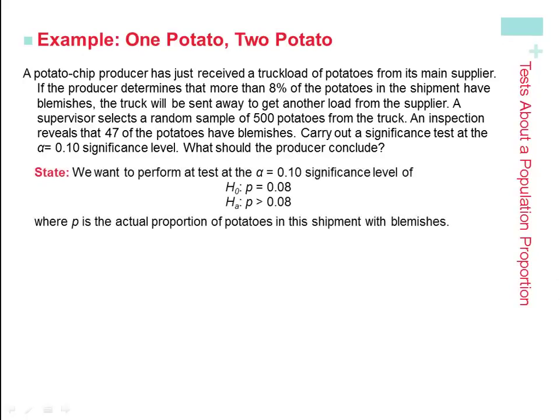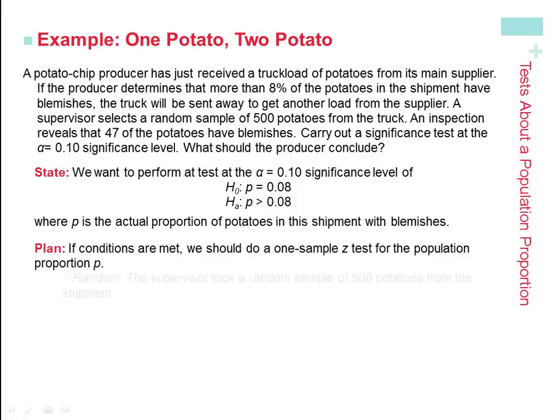First, my parameter of interest is the proportion of actual potatoes in the shipment with blemishes. My hypotheses are the null, p equals 0.08, and my alternative, p is greater than 0.08. I'm concerned about the proportion being greater than 8%, and if that's the case, I'll send the shipment back. So that's my alternative. And I'm testing at the significance level of 0.10. I need to check my conditions next.